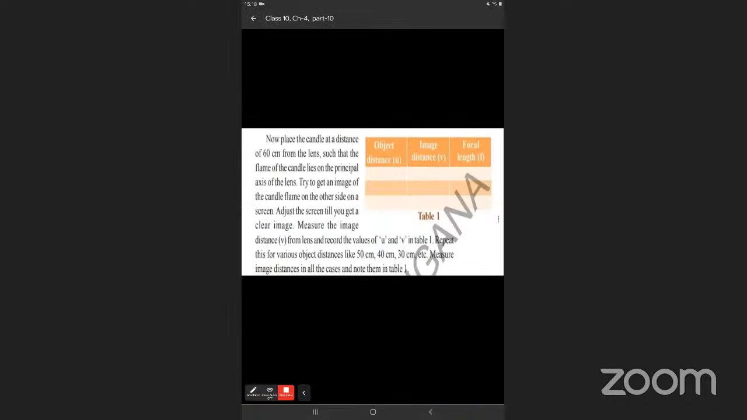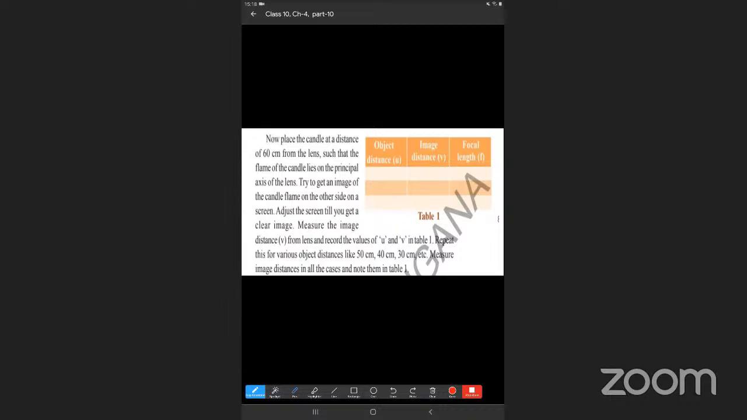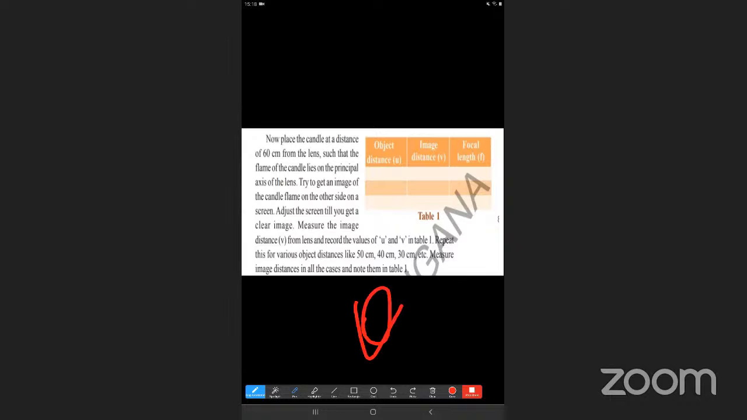So now place the candle at a distance of 60 centimeters from the lens. Okay, assume that this is the lens now. So now place the object at a distance of 60 centimeters from the lens, such that the flame of the candle lies on the principal axis of the lens, right? So try to get an image of the candle flame on the other side on a screen. So on the other side, we observe the image of the candle.